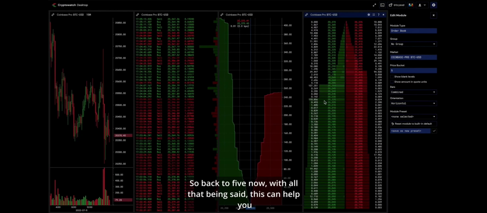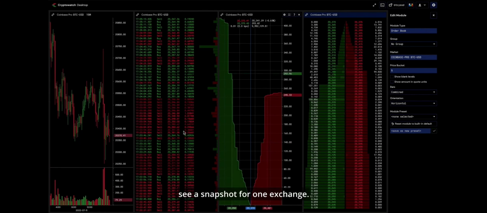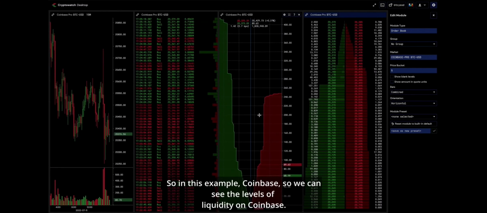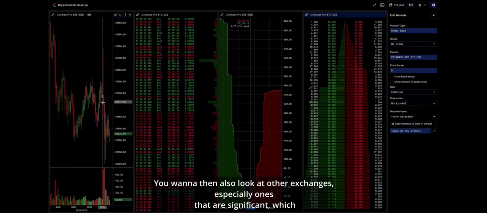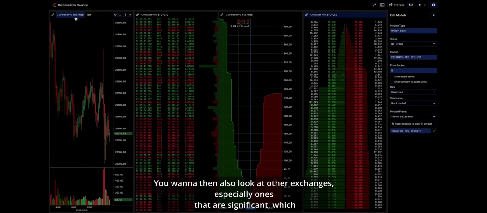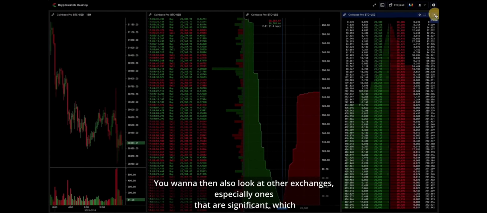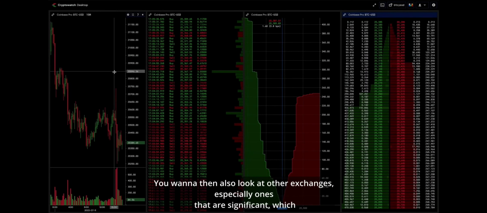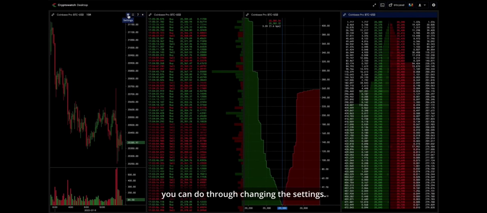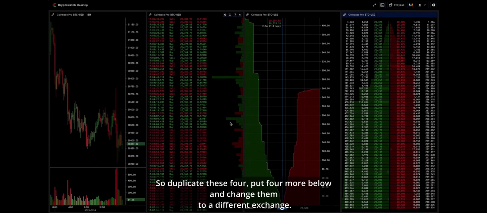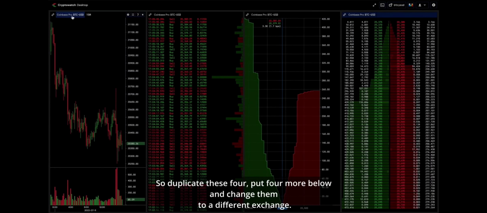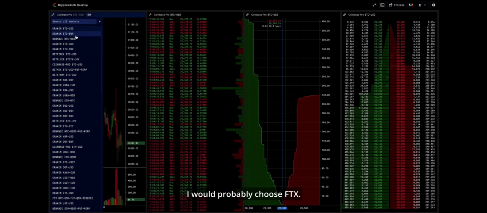So back to 5. Now, with all that being said, this can help you see a snapshot for one exchange. So in this example, Coinbase. So we can see the levels of liquidity on Coinbase, but it obviously doesn't tell you the market as a whole. You want to then also look at other exchanges, especially ones that are significant, which you can do through changing the settings. What I would actually do is add another 4 below. So duplicate these 4, put 4 more below and change them to a different exchange. I would probably choose FTX.